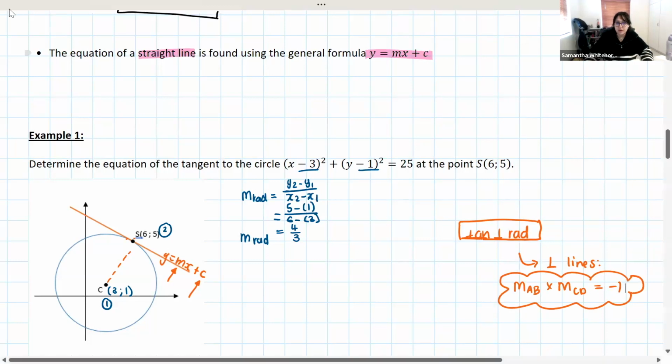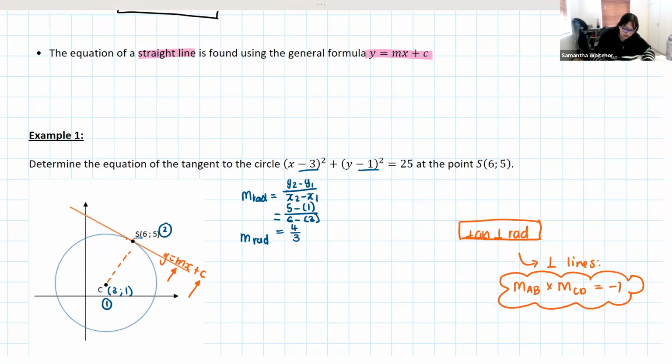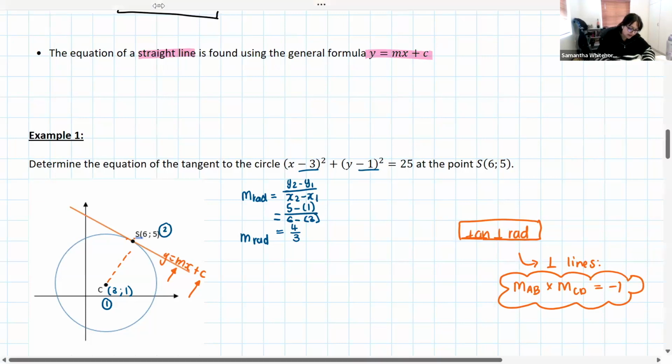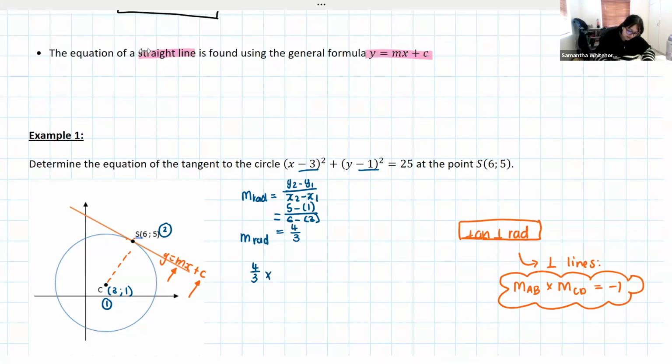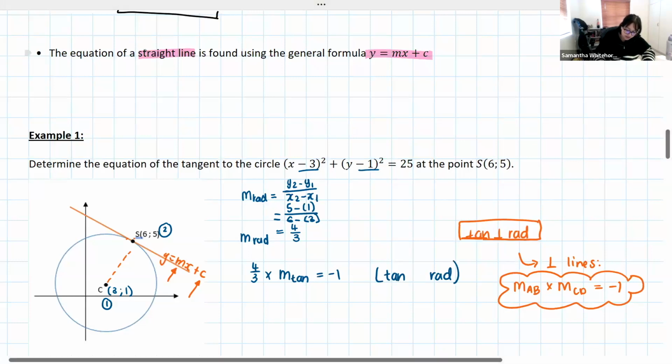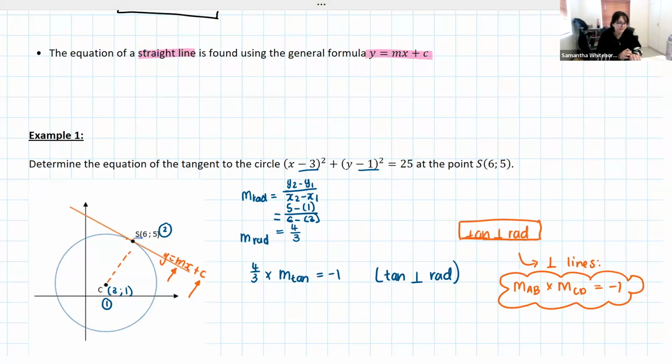So because we know that they have to be perpendicular to each other, we know that this statement is going to be true. I know that 4 over 3 times whatever the gradient of the tangent is must equal -1, because the tangent is perpendicular to the radius. You do need to remember to give reasons. It's a geometric reason that we're using here, so we must give it.